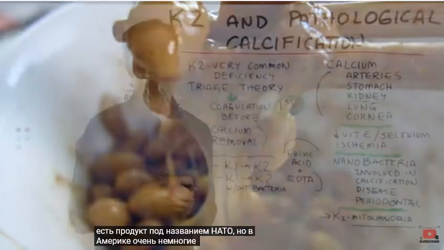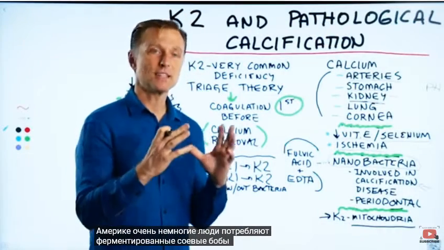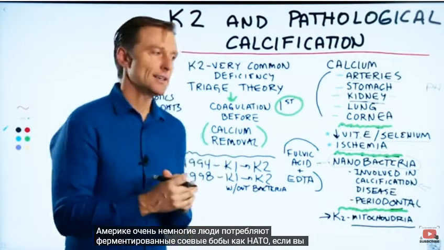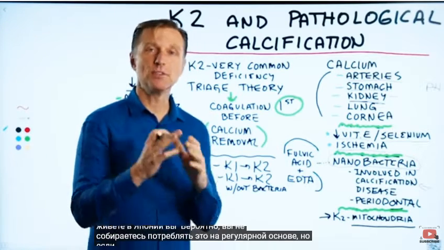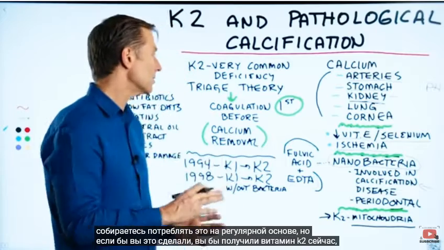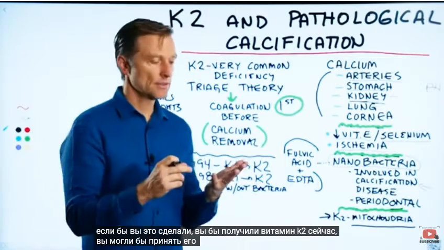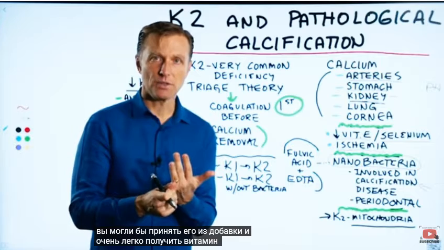But in America, very few people consume fermented soybeans as natto. Unless you live in Japan, you're probably not going to consume that on a regular basis. But if you did, you would get vitamin K2. Now, you could take it from a supplement and get vitamin K2 very easily.